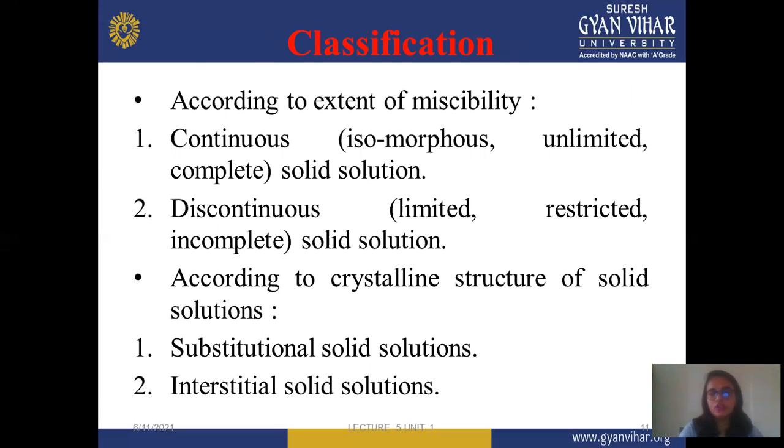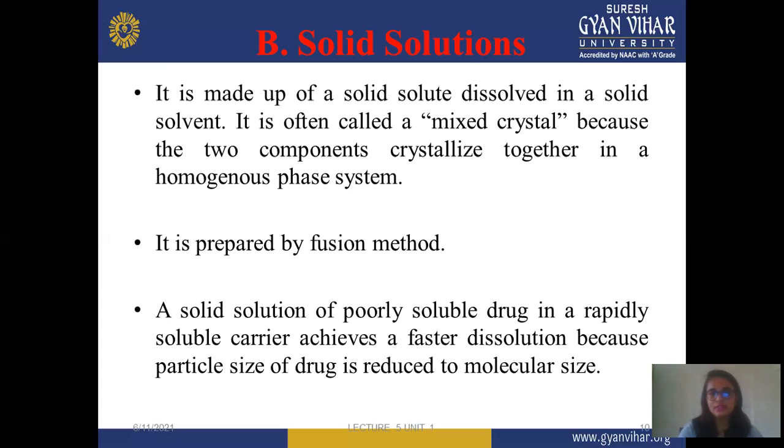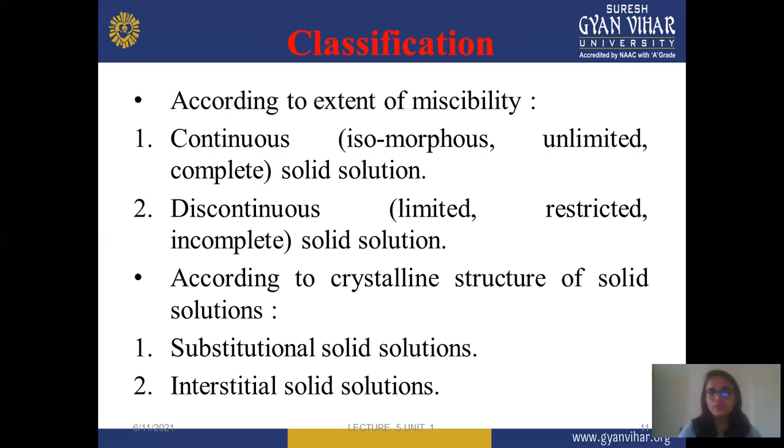Next, classification according to miscibility. In this, first is continuous phase and second is discontinuous phase. In continuous phase, it is isomorphous, unlimited, complete solid solution. And discontinuous is just the opposite of continuous phase: a limited, restricted and incomplete solid solution. According to crystalline structure of the solid solution, there are two types: substitutional solid solution and interstitial solid solution.